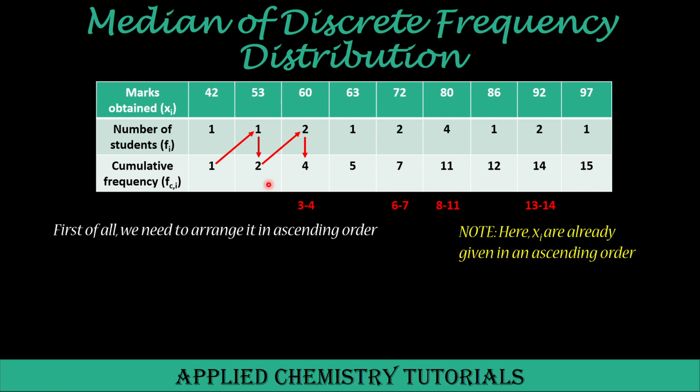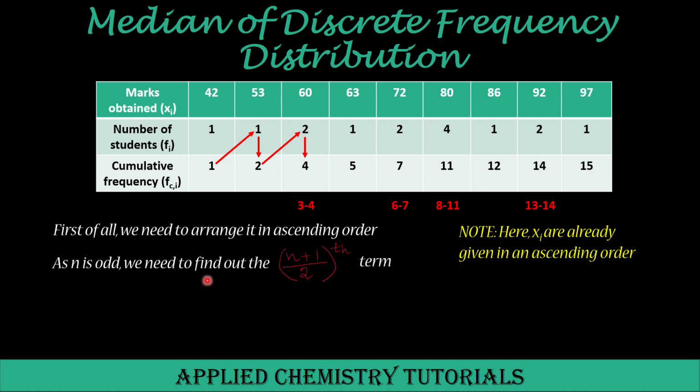For better understanding, the first term has marks obtained 42, the second term is 53, the third and fourth terms are 60, the fifth term is 63, the sixth and seventh terms are 72, the 8th, 9th, 10th and 11th terms are 80, the 12th term is 86, the 13th and 14th terms are 92, and the 15th term is 97.